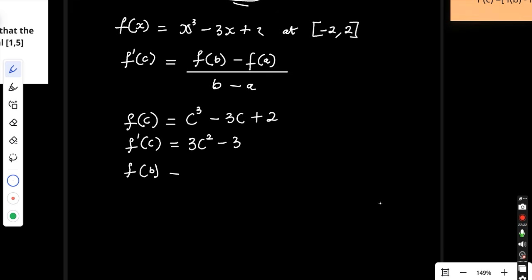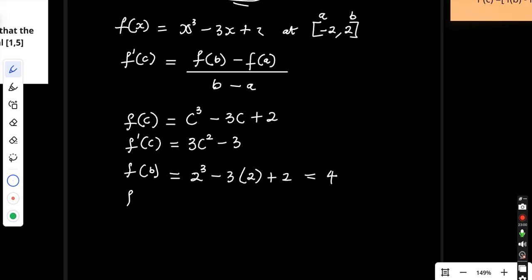So what is a, what is b? This is a and this is b. So a is minus 2, b is 2. So to find f of b, we put in 2 wherever we see x in our equation. So this is going to be 2 cubed minus 3 into 2 plus 2. And we're going to have that f of b will be equal to 4.